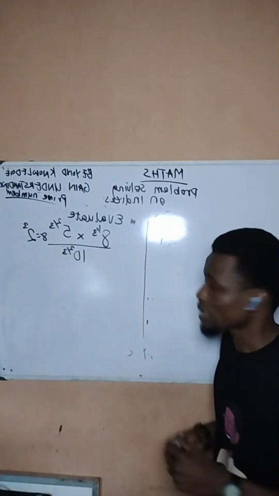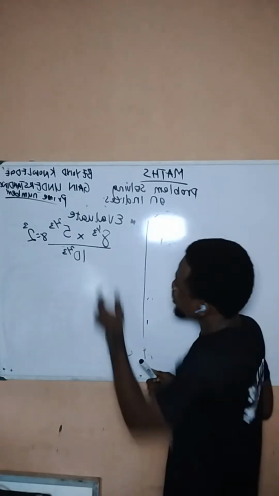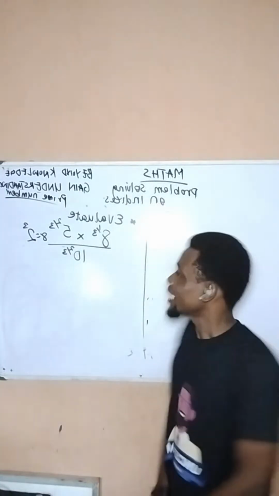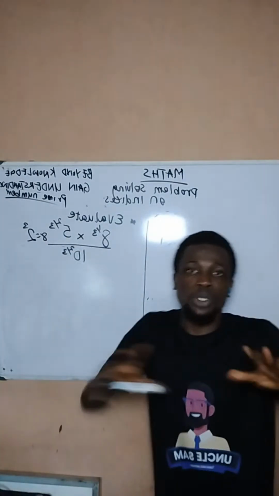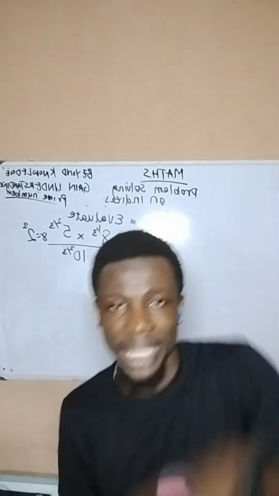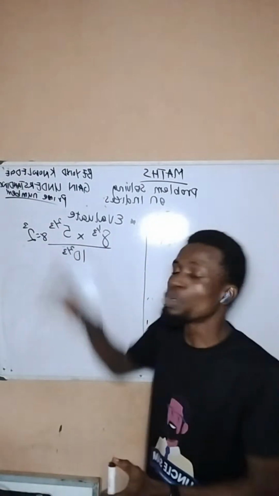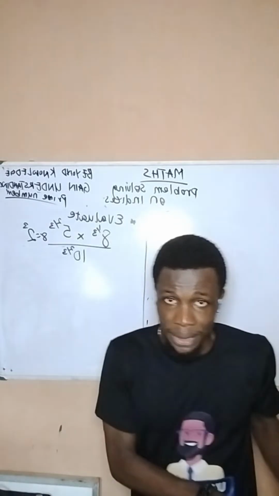That will give us 8. So if that is the case now, what I'm going to do is replace this 8 with 2 raised to the power of 3. Now, 5 is already in its lowest form. There is no way we can reduce 5 into a number multiplied by itself. So 5 is already in the most basic form that it can be.